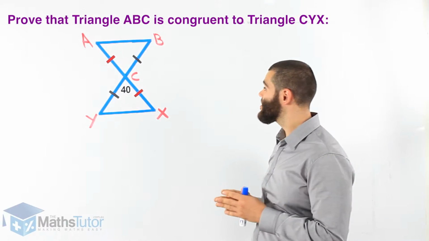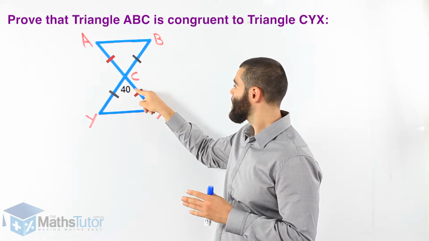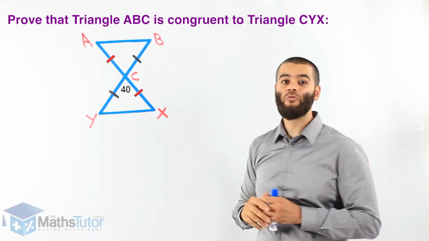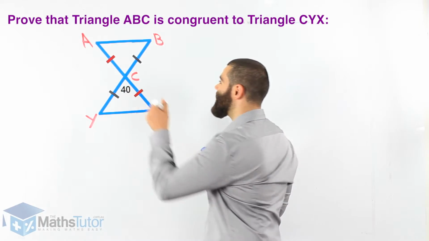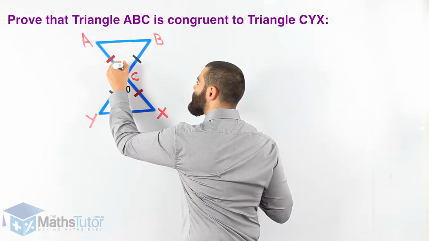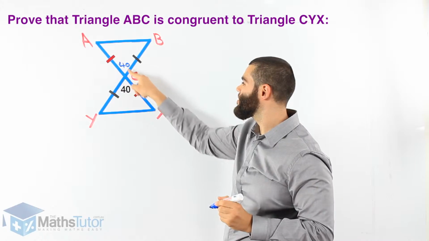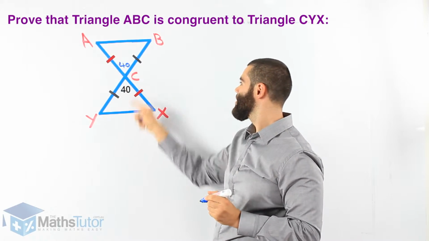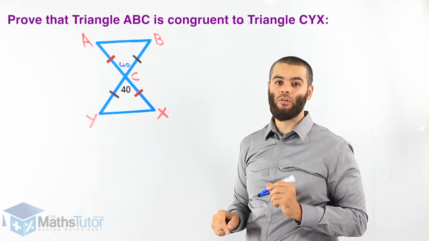Well, we can see that this angle is marked with 40 degrees. And these two angles are what? They are vertically opposite angles. So that means this angle here is also 40 degrees, vertically opposite angles. So we have a side, and we have the included angle.